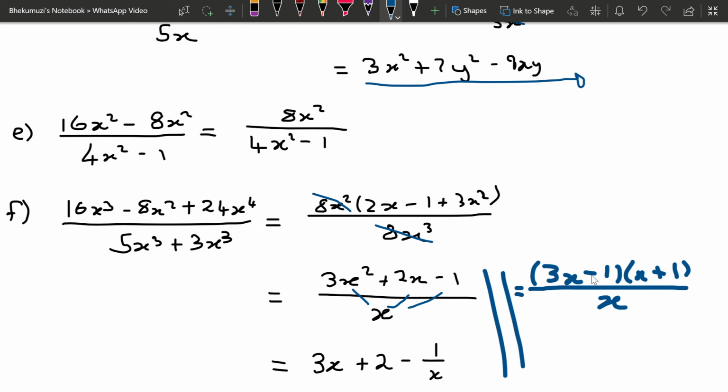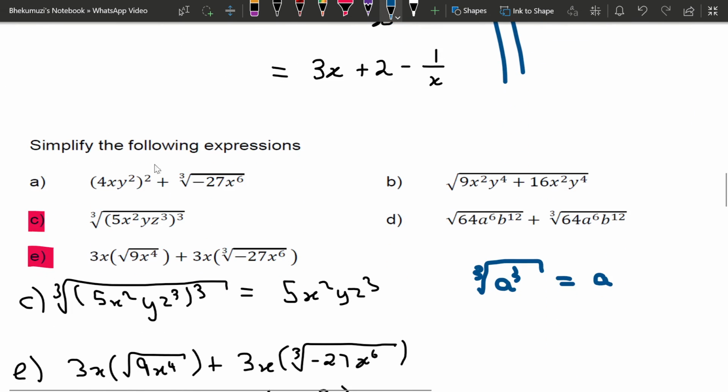And you could have also realized that in actual fact 3x squared plus 2x minus 1 is a quadratic expression, and you would find the factors, and you'd say it's (3x minus 1)(x plus 1) all over x, and that would have been your answer. Okay, and then another simplification.